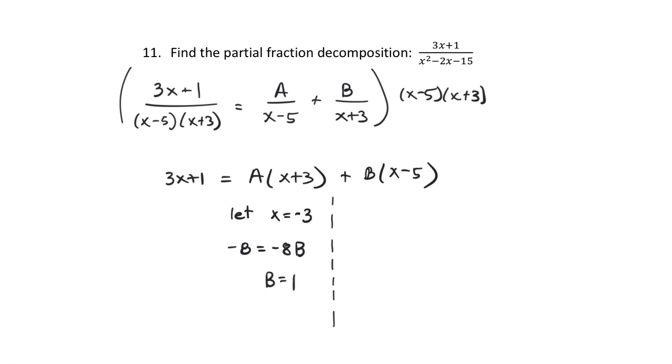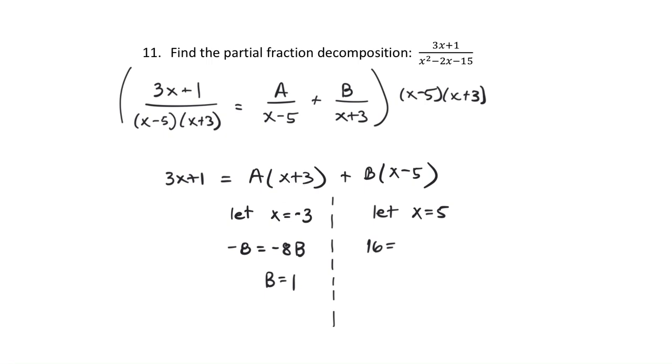So now that we've solved for b, I want to solve for a. If I want to solve for a, that means b has to disappear. So I'm going to plug in a positive 5 for x, because then 5 subtract 5 is 0, so b disappears. So 3 times 5 is 15, plus 1 is 16.